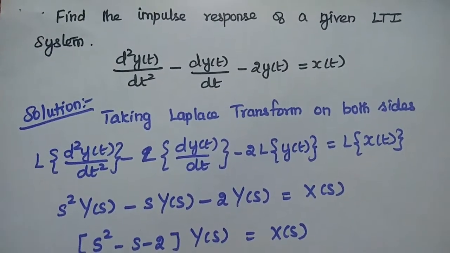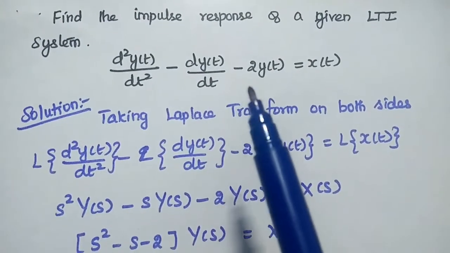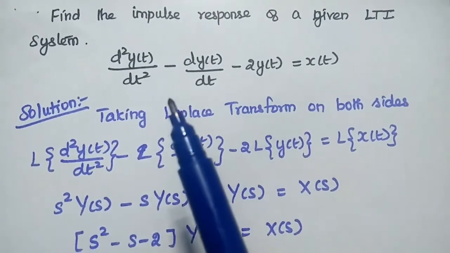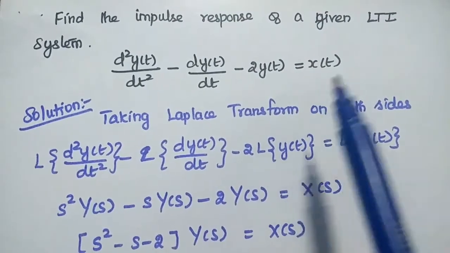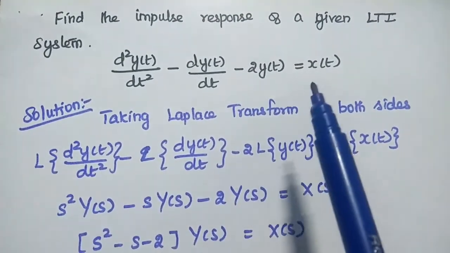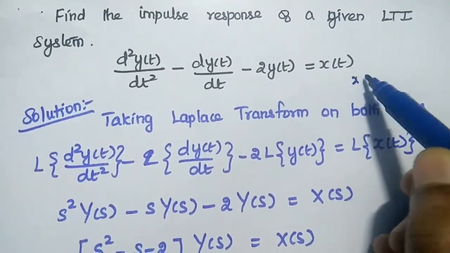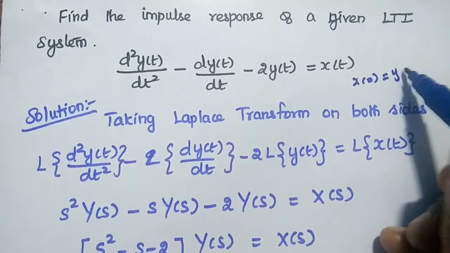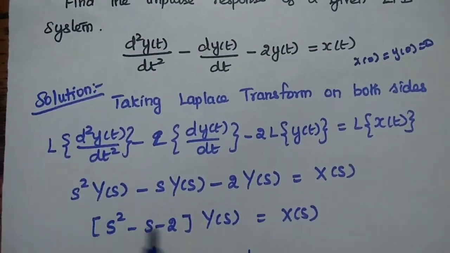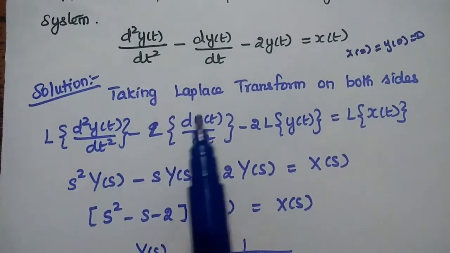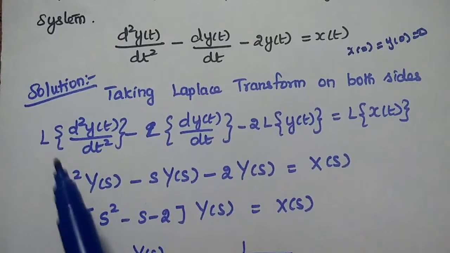The next problem is to find the impulse response of a given LTI system using the Laplace transform. The differential equation is given here, but the initial conditions are not given. If the initial conditions are not given, we can simply assume that x of 0 and y of 0 are both equal to 0. Then in the solution part we take the Laplace transform on both sides.